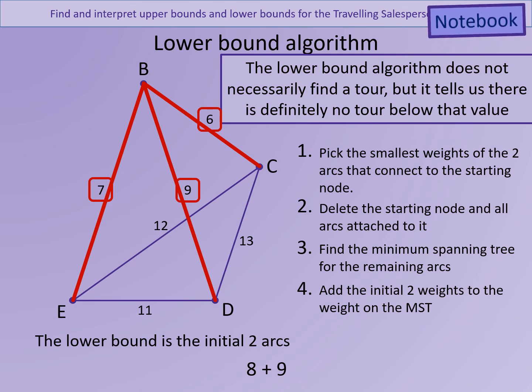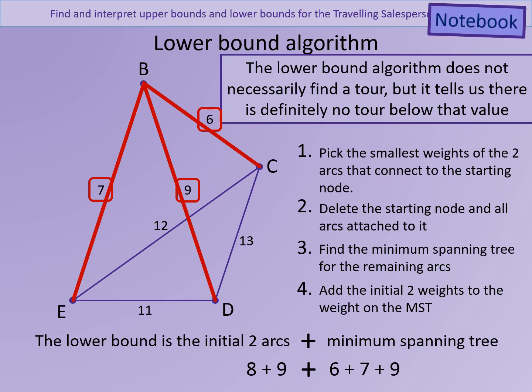We're going to add the weight of these 3 edges onto the 2 initial arcs that we chose that went through vertex A. And combining those 5 edges together will give us a best case scenario or a lower bound. In practice, this may not give us an actual tour, but it gives us a number below which a tour cannot exist. So 39 would be a lower bound for the solution.